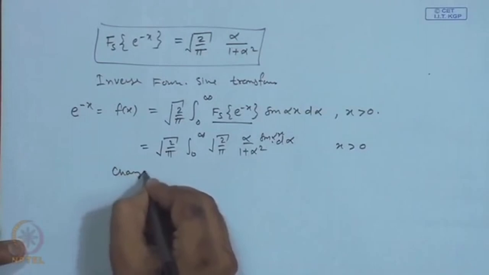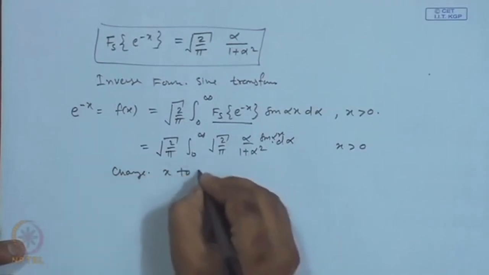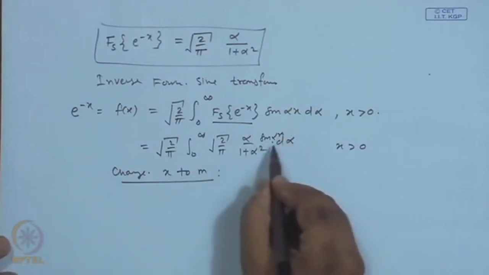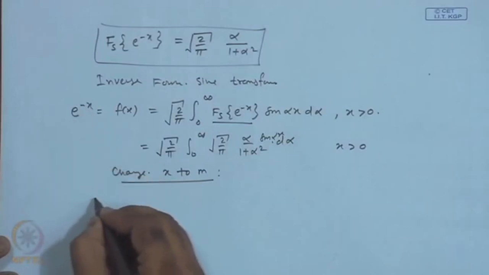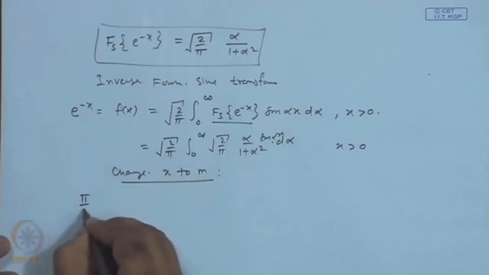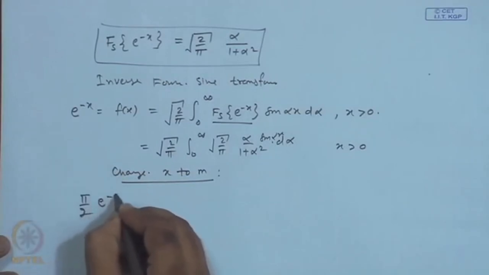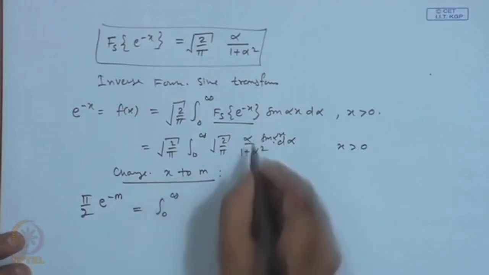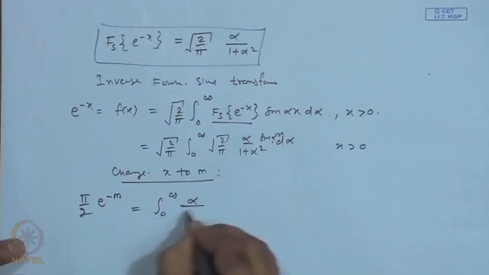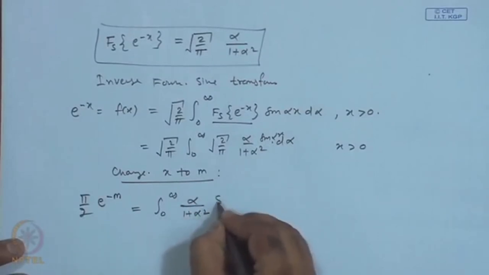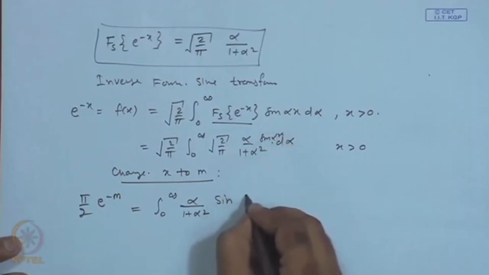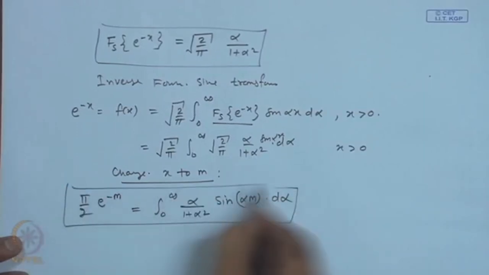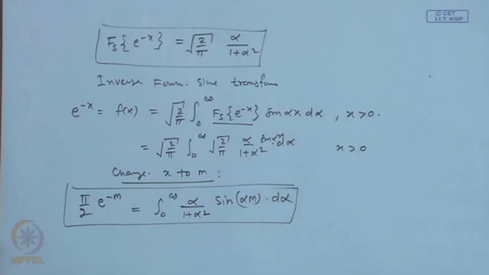and now we change x to m, just to have a different name here. So, we will get this pi by 2, which we can take to the left hand side. So, pi by 2 e to the power minus m, x is changed to m. So, what we have now here is the integral from 0 to infinity of alpha over 1 plus alpha square and sine alpha m d alpha. So, this we got the value of this integral.